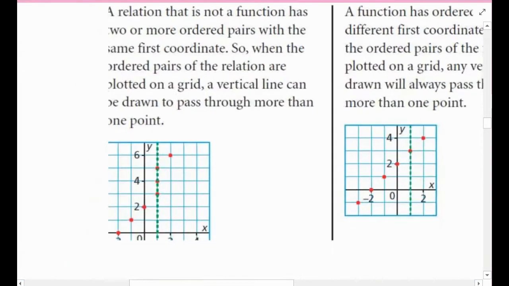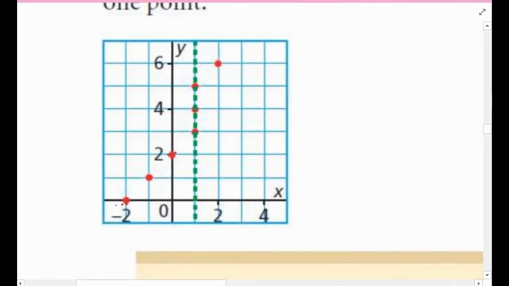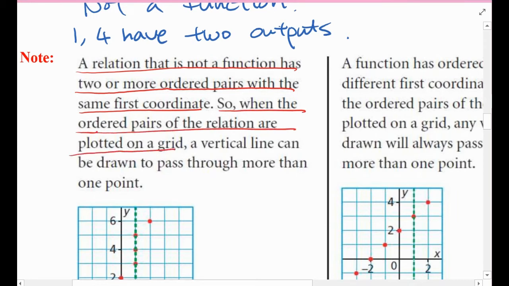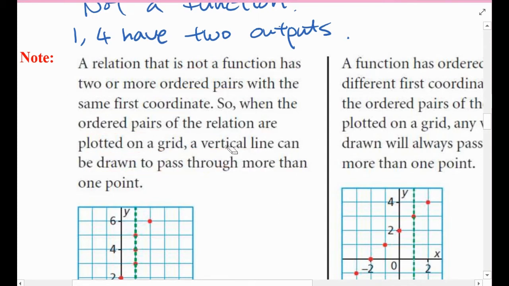So for example, here you have a graph. This one passes through only once. But if you draw a line here, it passes through the graph 3 times. There are 3 intersections. Therefore, this is not a function. A relation that is not a function has 2 or more ordered pairs with the same first coordinate. So when the ordered pairs of the relation are plotted on a grid, a vertical line can be drawn to pass through more than 1 point. Therefore, this is not a function.